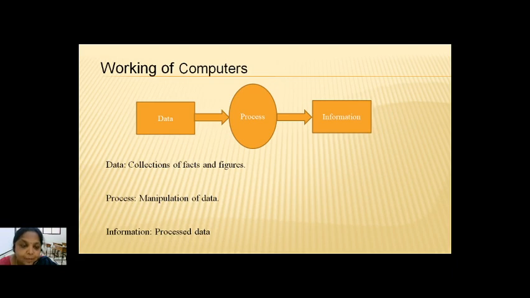So I guess I'm clear with these terminologies. Data is what you enter or what you give. Process is nothing but the manipulation that happens on the data inside the computer. And after manipulating, whatever the result is, the computer is going to give it to you.